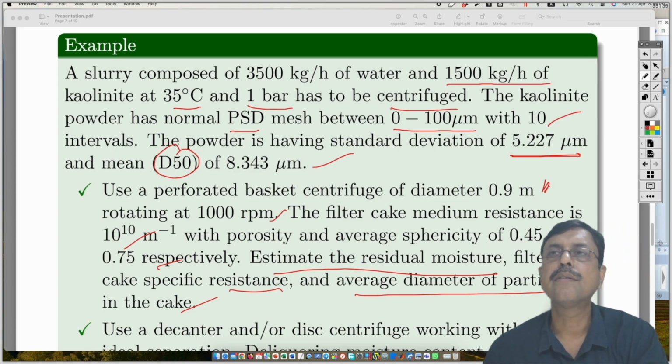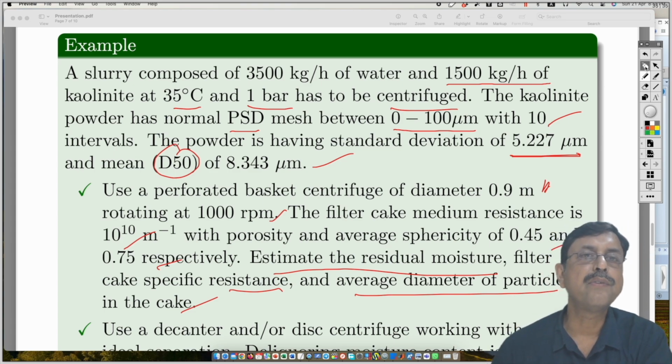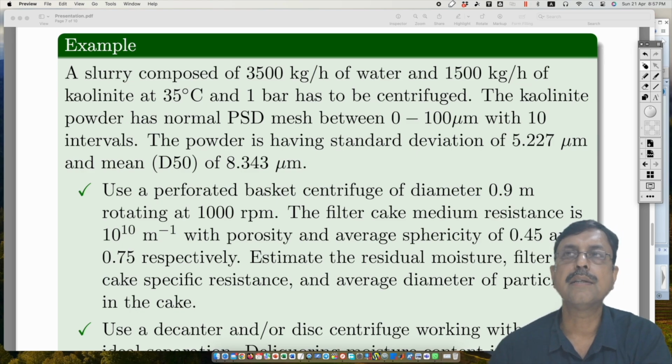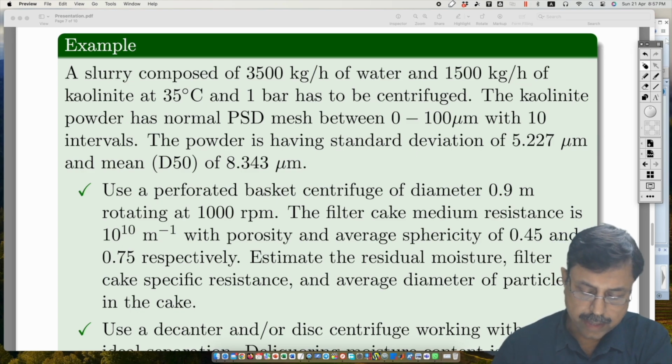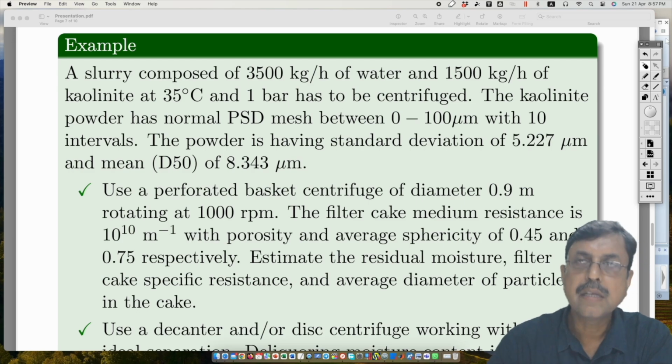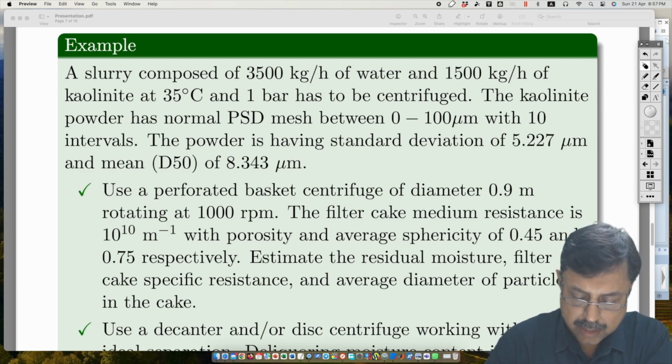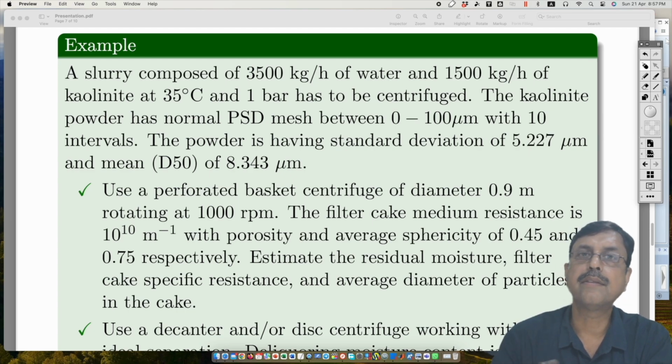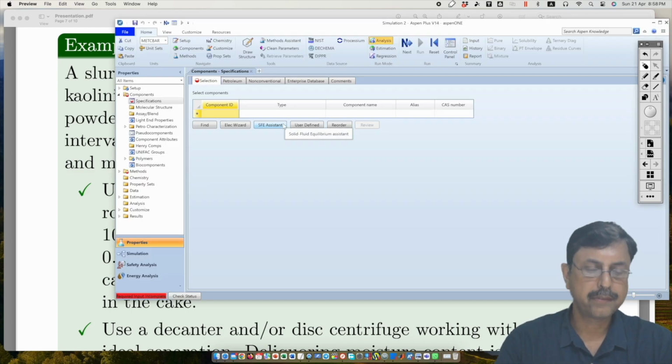So let us first do this perforated basket centrifuge simulation. And one thing you remember is that we have only one stage diameter, okay? So this is only one basket dimension that has been given. So it is a simulation problem. It is not a design problem.